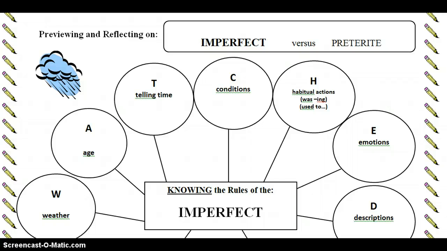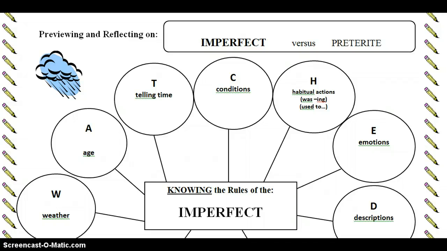H stands for habitual actions. Habitual coming from the word habit. It implies repetition. It kept on going, or something that happened repeatedly. Common phrases will be like words that end in ing, such as I was writing or we were reading. Habitual actions are incomplete. They were ongoing. You could also use the phrase used to, things you used to do with frequency. This is also going to require you to use the imperfect.